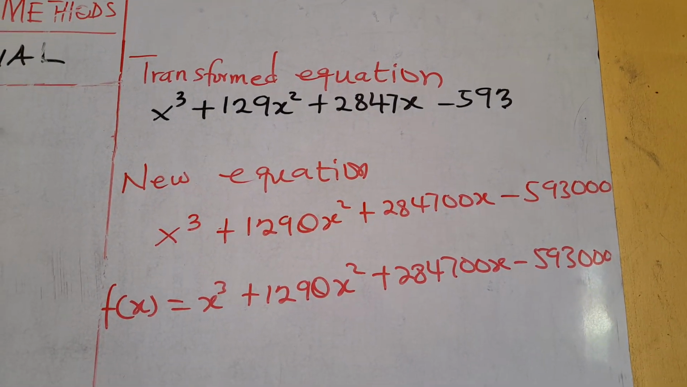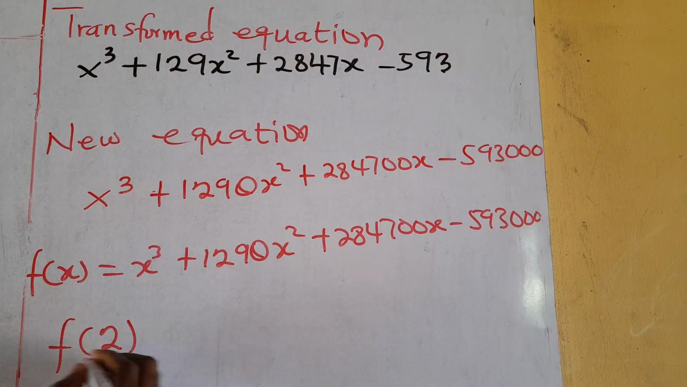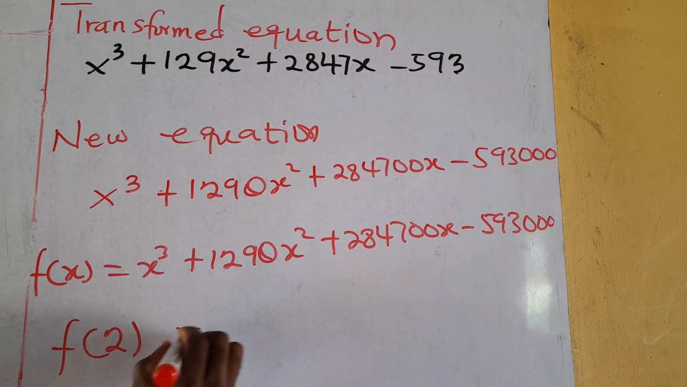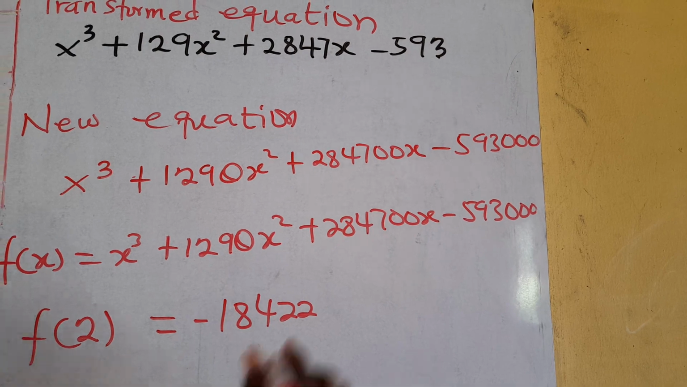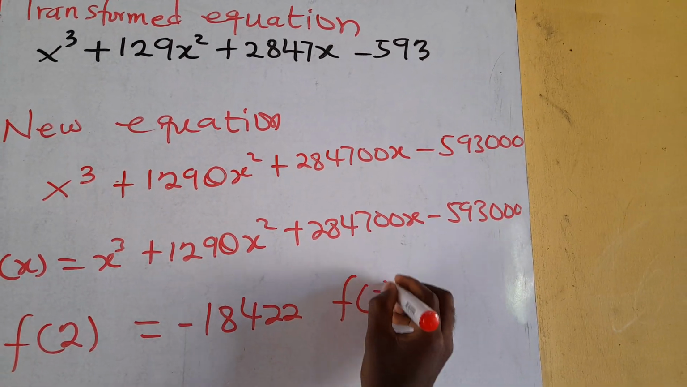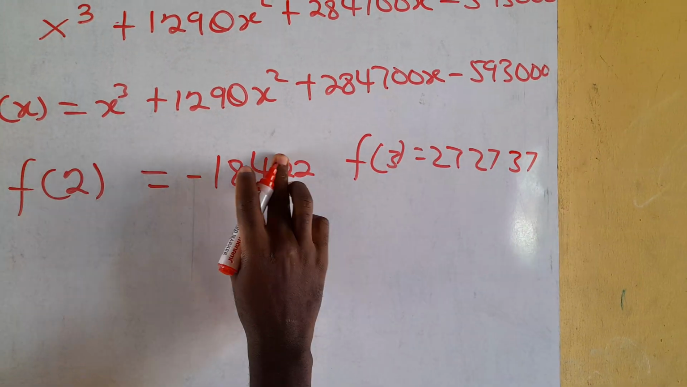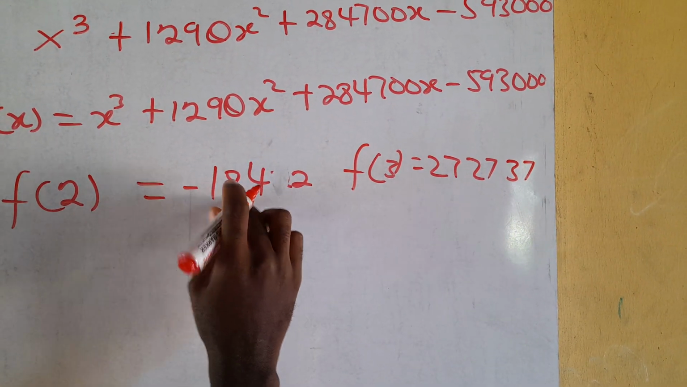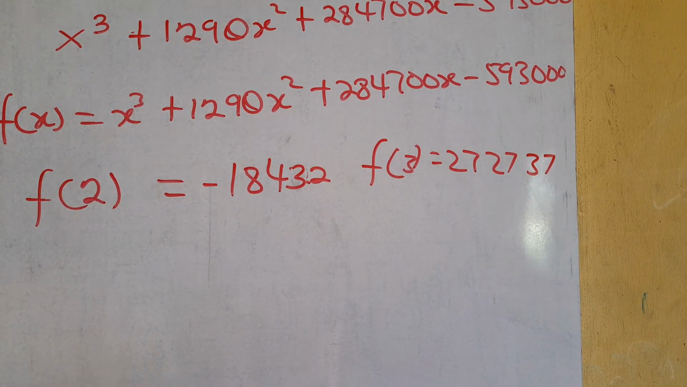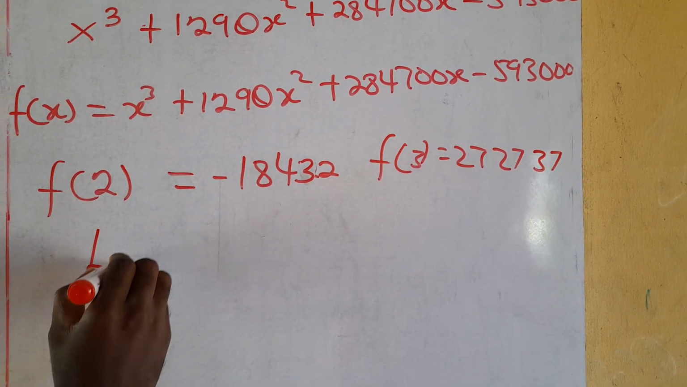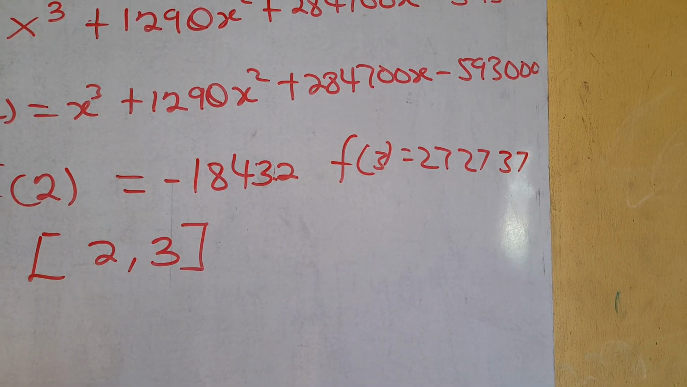So now we need to use the location theory again to get the interval. So I want to find f of 2. That's substituting 2 into this function. We'll get negative 18422. Then we want to find f of 3. We'll get 272737. Please, this is 32. Negative 18432. I hope you get that. Then we can say that a root exists within the interval 2, 3, using the location theory.